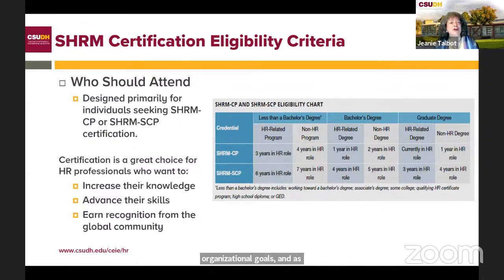And when you enroll and participate in our program, you'll understand why I'm always talking about alignment, alignment, alignment. It's very much a focus of what organizations are all about.